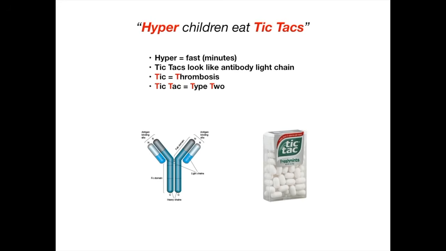So hyper children eat Tic Tacs. This is the first sentence in our story. We're talking about transplant rejection, so you're thinking about dental transplants, and then your story begins. Hyper children eat Tic Tacs. So you know hyperacute rejection, Tic Tacs, so type 2, Tic, so thrombus, and Tic Tacs look like the antibody light chain, so this has something to do with antibodies. Hyper children eat Tic Tacs. That's the first sentence of our story.